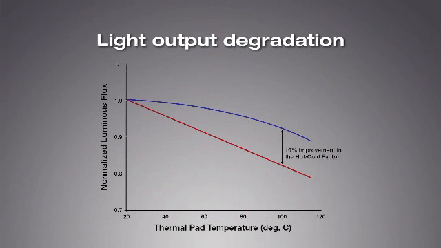Let's take a look at the following figure, which illustrates the light output degradation as a function of thermal pad temperature. The red line represents the old hot-cold factor, and the blue line represents the improved hot-cold factor of Luxeon Rebel LEDs. Note that at 100 degrees C, the light output level is about 10% higher, which is a major advantage. One may wonder, why would 10% make such a big difference?